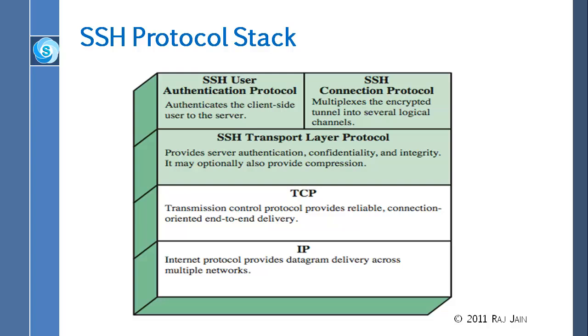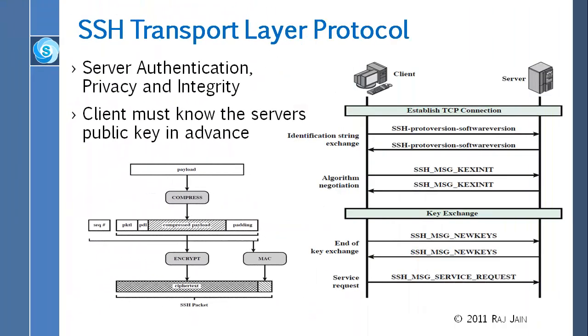The numbers here 1, 2, 3 mean the order in which we will discuss them. So number 1 we'll discuss. In this case, I decided to just follow the book's order, which is the transport layer first. So if you know the keys etc., then all you have to do is set up the TCP connection, and then you have to specify what the protocol version and software version are. Then you negotiate the keys.